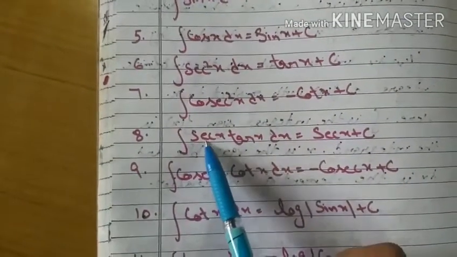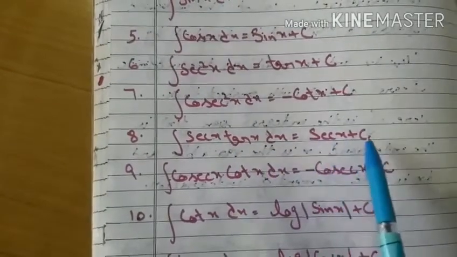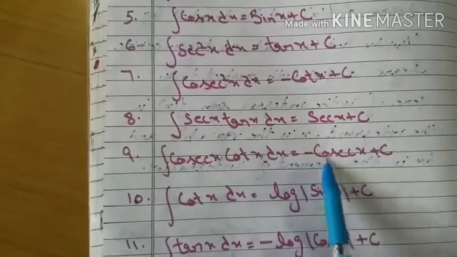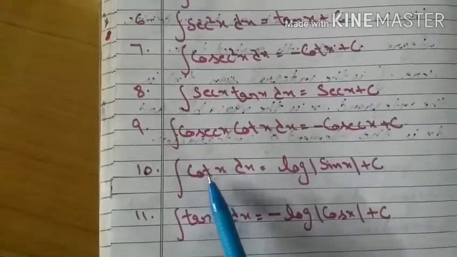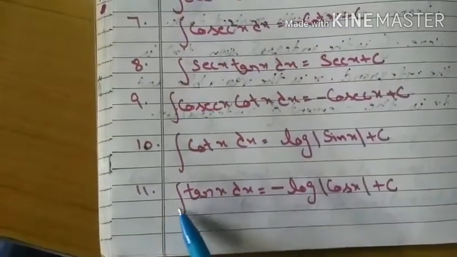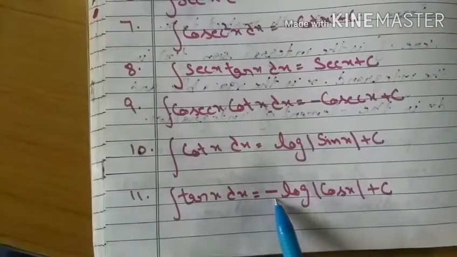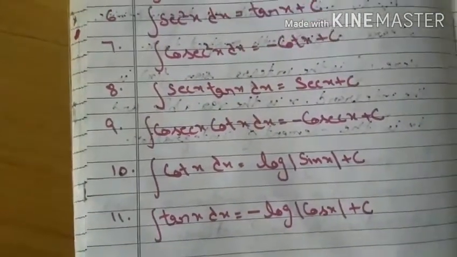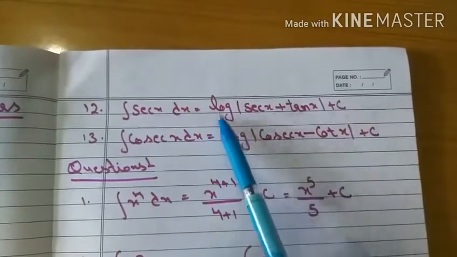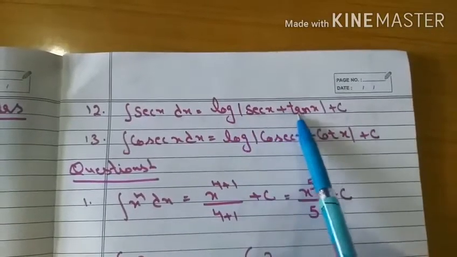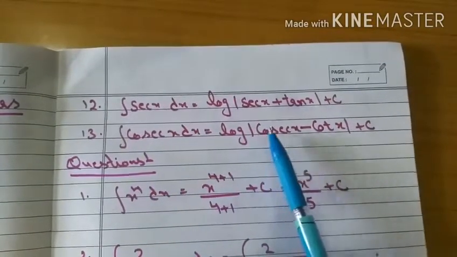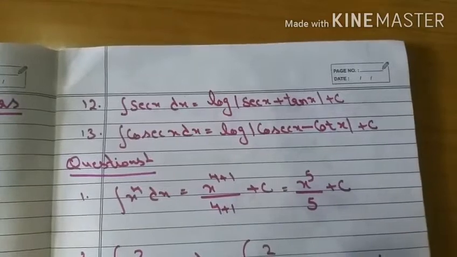integral of secant x tan x dx is equal to secant x plus c. Then integral of cosecant x cot x dx is equal to minus cosecant x plus c. Integral of cot x dx is equal to log of mod sin x plus c. And integral of tan x dx is equal to minus log mod cos x plus c. And integral of secant x dx is equal to log of mod secant x plus tan x plus c. And integral of cosecant x dx is equal to log of mod cosecant x minus cot x plus c.